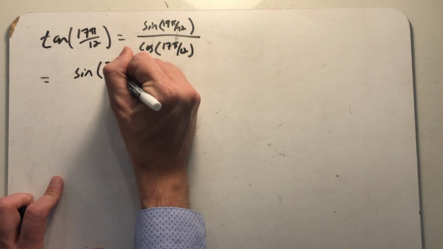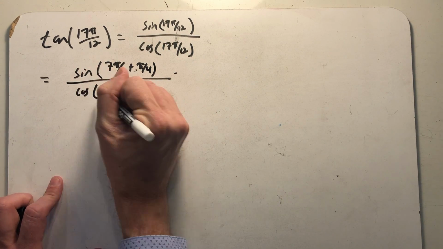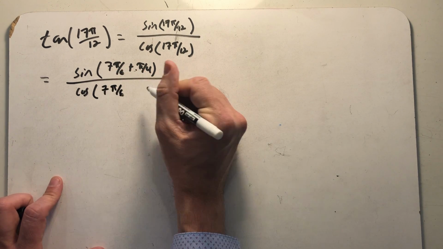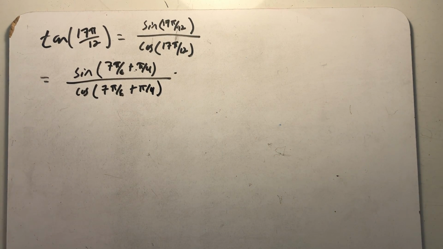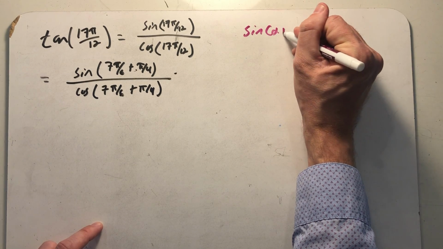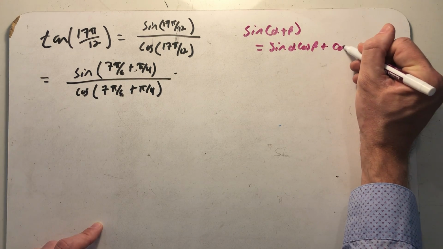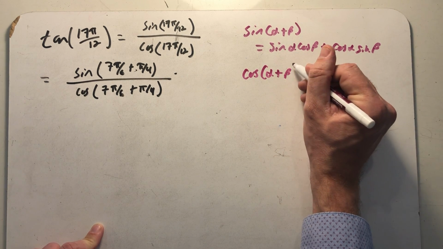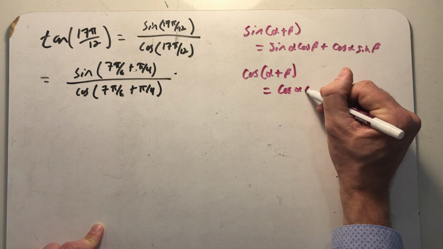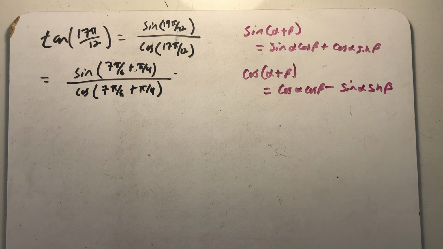And we already know two angles to use, 7 pi over 6 plus pi fourths. And so I should be able to get to the same exact value using the addition formulas for sine and cosine. So the addition formula for sine, the sine of alpha plus beta, is sine alpha cosine beta plus cosine alpha sine beta. And then cosine's addition formula is cosine alpha cosine beta minus sine alpha sine beta. So I just get to go through now and plug in everything where it goes.